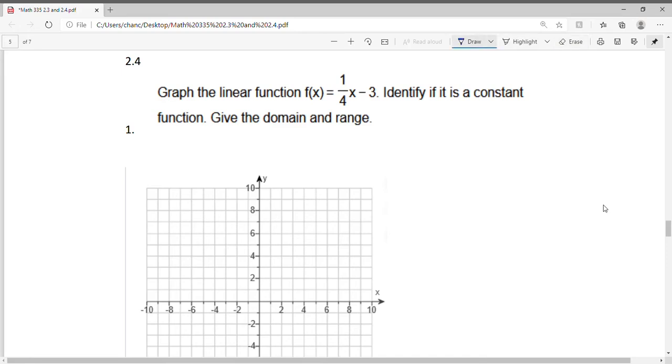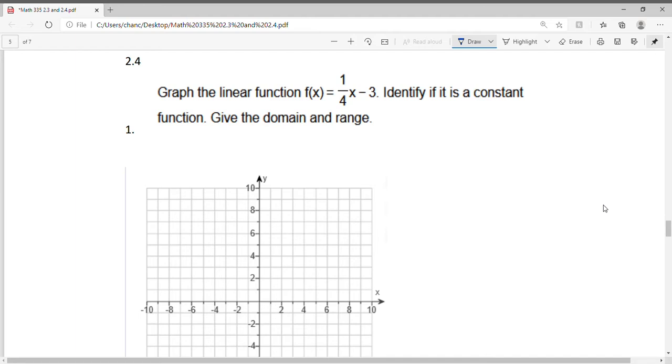Let's go over section 2.4. I want to graph the linear function f of x equals 1/4 x minus 3 and identify if it's a constant function or not. Give the domain and range.